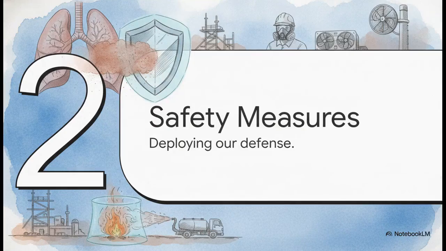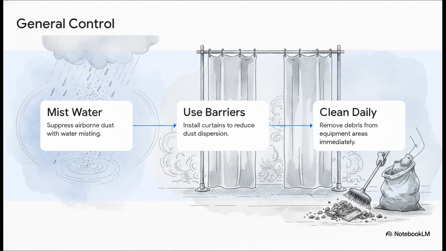Section 2. Preventions and safety measures. Deploying our defense strategy against site contamination. So, suppressing this threat really takes a step-by-step approach. You can't just cross your fingers and hope the wind blows it away. First, you've got to apply water misting or spraying to actively suppress airborne dust. You're basically weighing those particles down so they can't float into sensitive areas or into anyone's lungs.